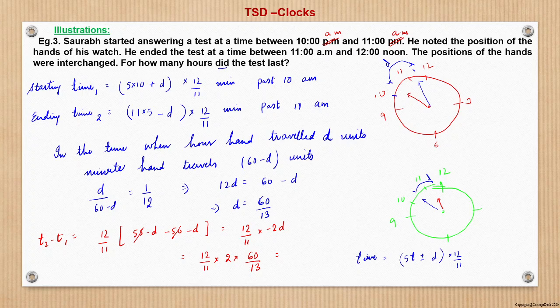What is the value of this? So this will be nothing but, let us use a calculator, 1440 upon 143 minutes. This is the difference between the times. So how long did the exam last here?